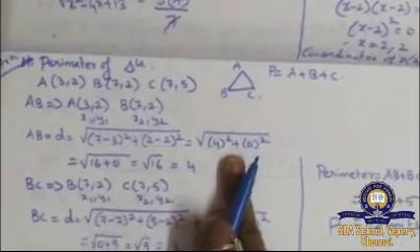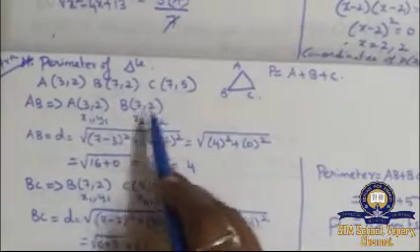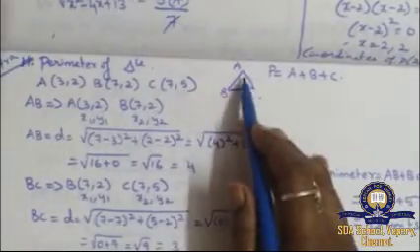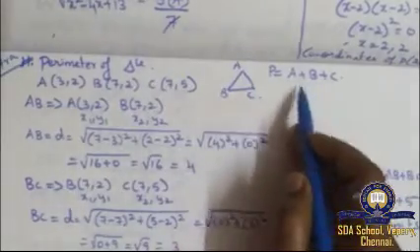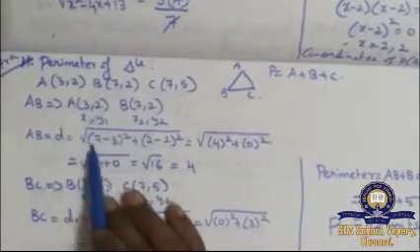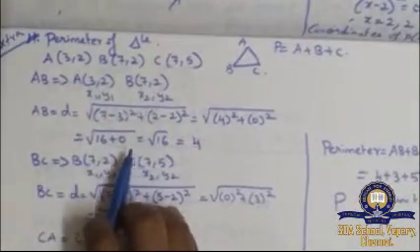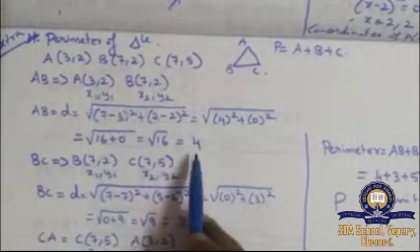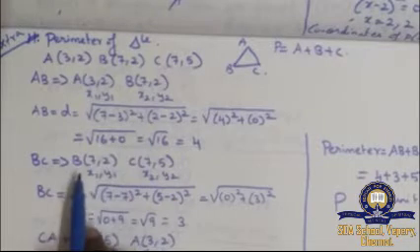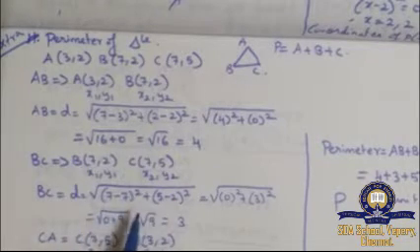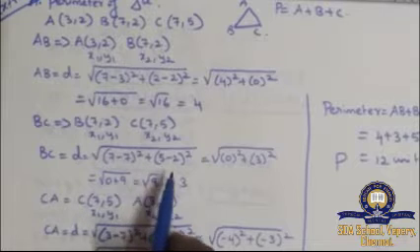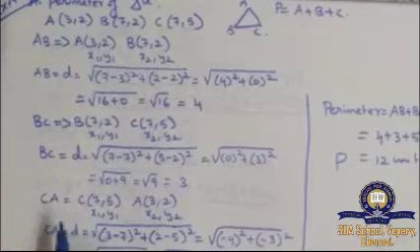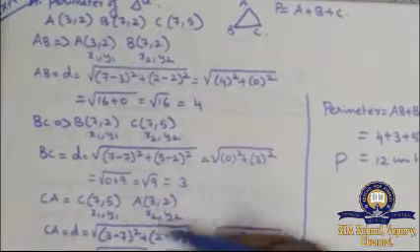Find the perimeter. What is the meaning of perimeter? Perimeter means we have to add the outside surface of the triangle: perimeter is A plus B plus C. With the same formula, you can find the AB value. Using A value and B value with the same formula, we got 4. Then for BC, using B value and C value, D is equal to root of (x2 minus x1) the whole square plus (y2 minus y1) the whole square. We got 3.